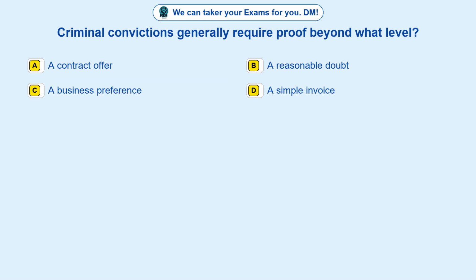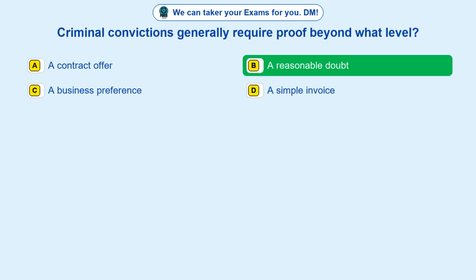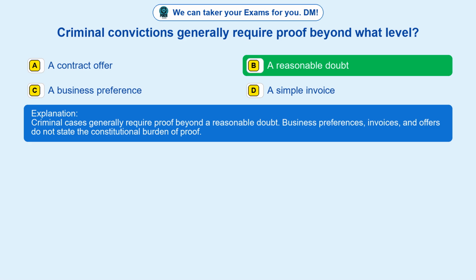Question 36. Criminal convictions generally require proof beyond what level? Option A, a contract offer. Option B, a reasonable doubt. Option C, a business preference. Option D, a simple invoice. The correct answer is option B, a reasonable doubt. Criminal cases generally require proof beyond a reasonable doubt. Business preferences, invoices, and offers do not state the constitutional burden of proof.